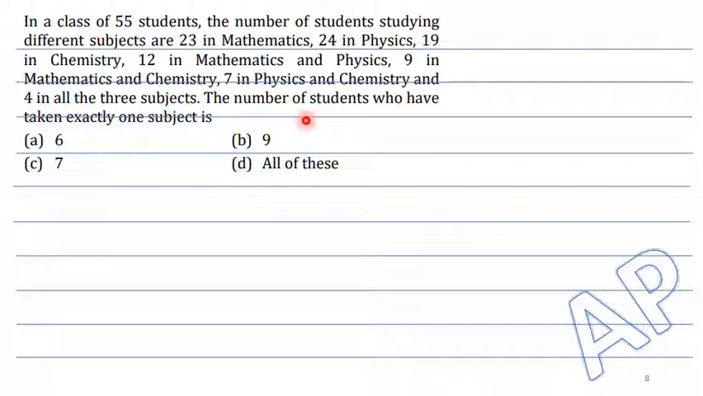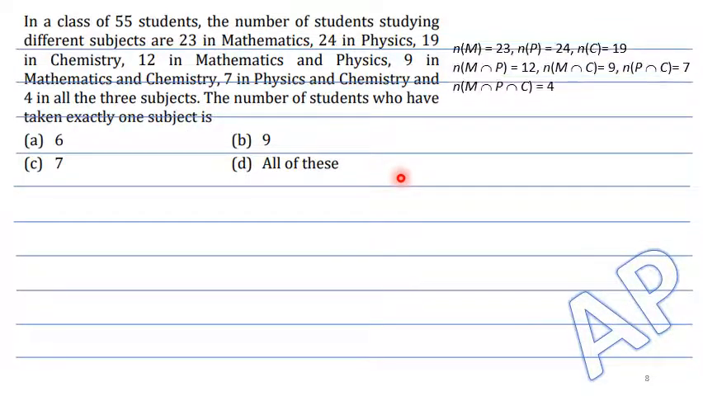ಕೆಮಿಸ್ಟ್ರಿ ಅಂದ್ರೆ ಫಿಸಿಕ್ಸ್ ಅಂಡ್ ಮ್ಯಾಥ್ಸ್ ಓದಲ್ಲ, ಅಂಡ್ ಫಿಸಿಕ್ಸ್ ಅಂದ್ರೆ ಮ್ಯಾಥ್ಸ್ ಅಂಡ್ ಕೆಮಿಸ್ಟ್ರಿ ಓದಲ್ಲ. ಈ ತರ ಮೂರನ್ನು ನಾವು ಕ್ಯಾಲ್ಕುಲೇಟ್ ಮಾಡಬೇಕು. ಸೊ ಫಸ್ಟ್ ಲೆಟ್ ಅಸ್ ರೈಟ್ ಡೌನ್ ದ ಡಾಟಾ. ದಟ್ ಈಸ್ n of m is equal to 23.